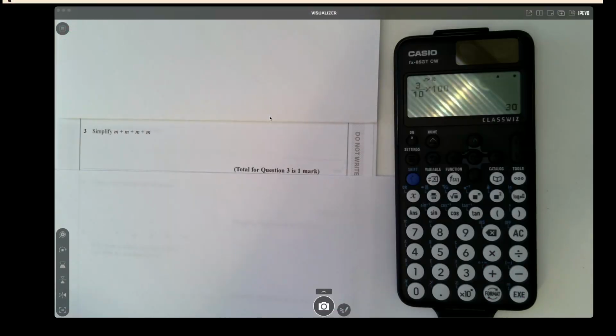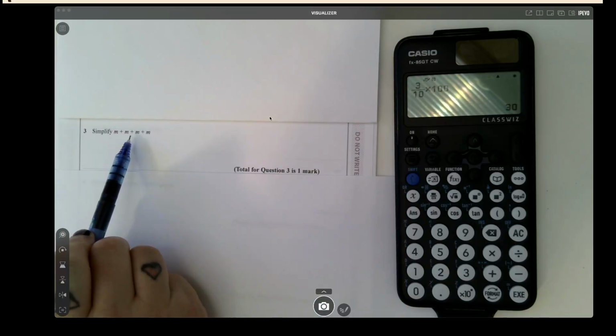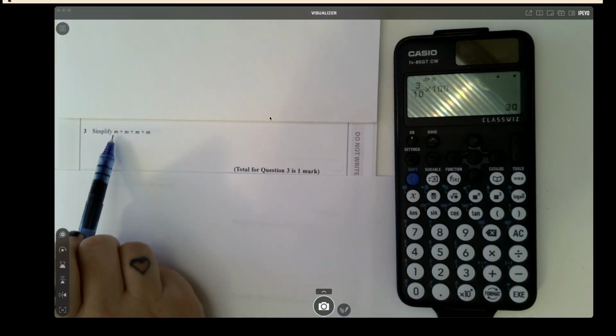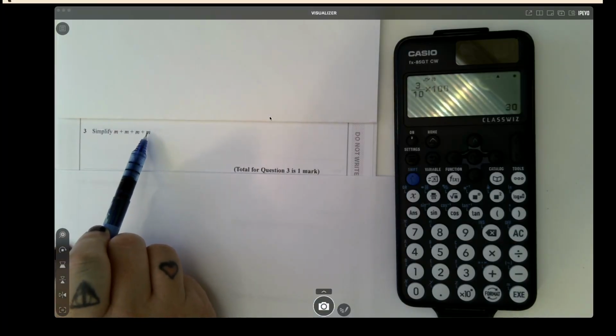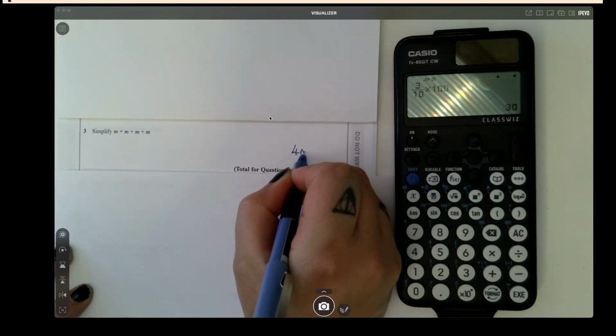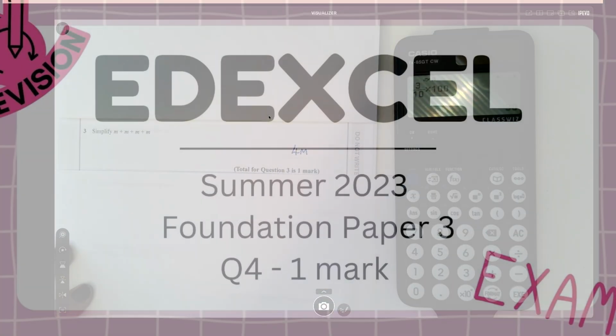Question 3. Simplify m add m add m add m. So we have 1, 2, 3, 4 m's added together. So we have 4m in total.